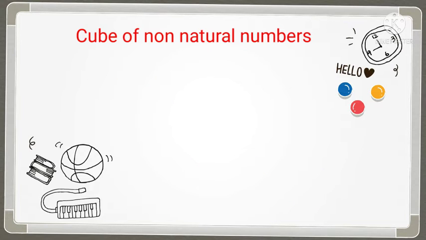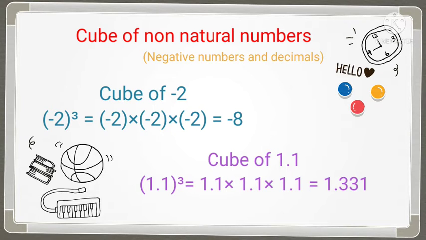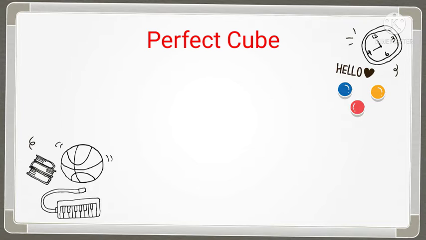Now following the same notion that the cube of a number is equal to multiplication of that number 3 times, we can have cubes for non-natural numbers also. That is, we can have cubes for negative numbers as well as for decimals. For example, cube of negative 2 equals negative 2 multiplied by negative 2 multiplied by negative 2, that is equal to negative 8. Similarly, the cube of the decimal number 1.1 is 1.1 multiplied by 1.1 multiplied by 1.1, that is equal to 1.331.